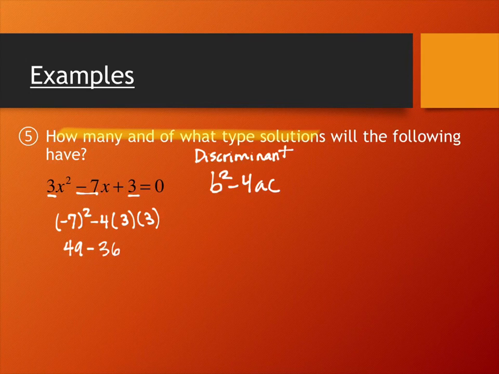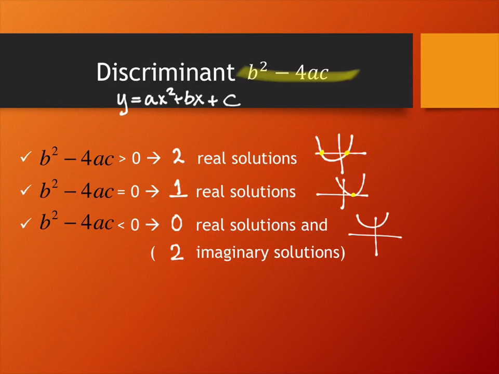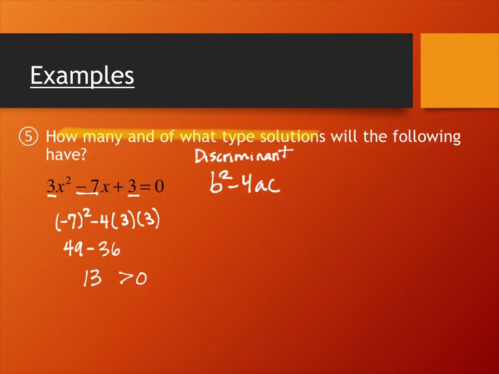49 minus 36 gives me 13. And in particular, I care about the sign. That sign is a positive. This number is greater than 0. So, according to what we've written down before, how many solutions do I have and of what type? 2 real solutions.